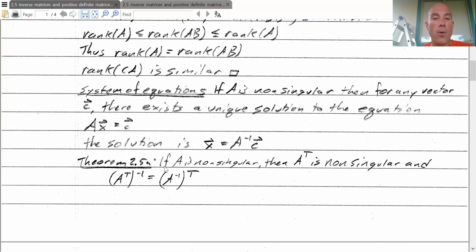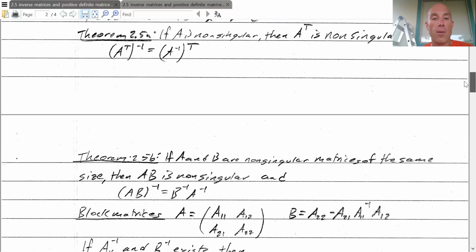All right, so here is a theorem for us. If A is non-singular, remember it's square and full rank, then A transpose is also non-singular. And furthermore, the inverse of A transpose is equal to the transpose of A inverse. This is going to be a very convenient fact for us. That means that we can bounce back and forth. You'll see some authors put a negative T in the superscript because it doesn't matter if we're doing the inverse or the transpose first.